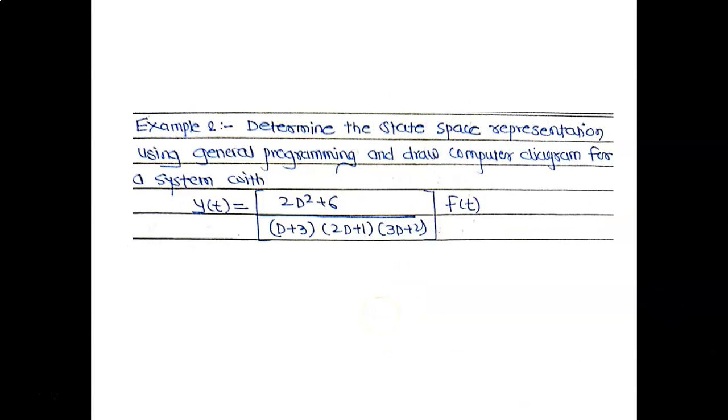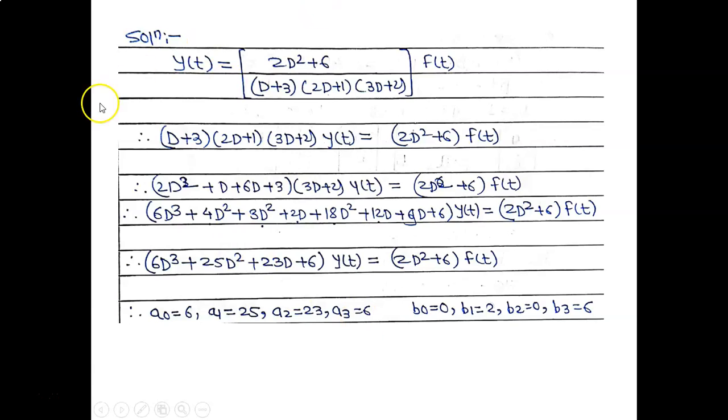Now, next problem. Determine the state space representation using general programming and draw the computer diagram for a system with y of t equal to 2D square plus 6 divided by D plus 3 into 2D plus 1 into 3D plus 2, into f of t. Therefore, D plus 3 into 2D plus 1 into 3D plus 2 into y of t is equal to 2D square plus 6 into f of t.